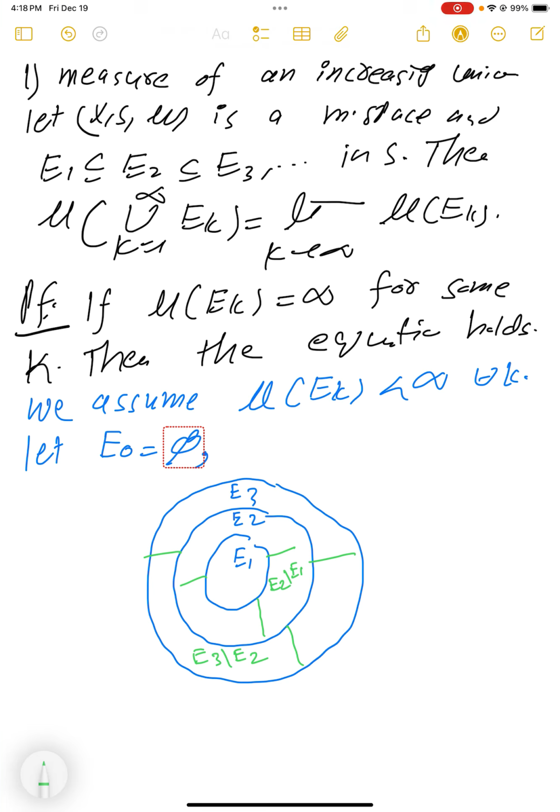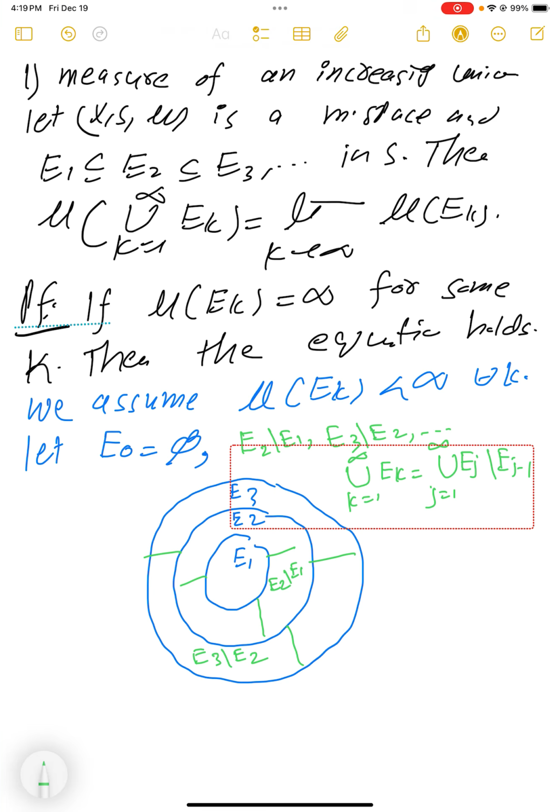So from here we have E_0 equal to the empty set, and then we have another set, E2 difference E1, and then E3 difference E2, and so on. So keep going, and now we can see that the union of E_k, k equals 1 up to infinity, is nothing but the union, we are gonna use different indices, j equals 1 up to infinity of E_j difference E_(j-1).